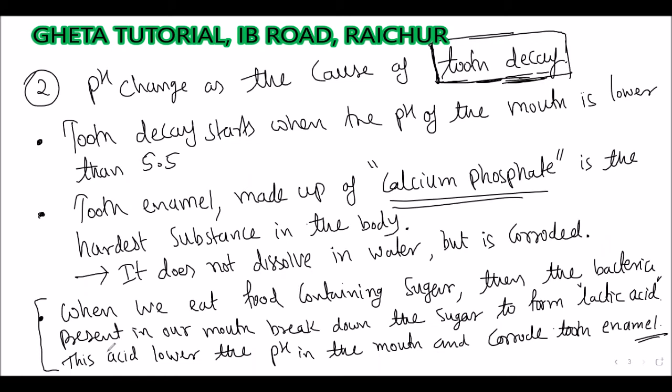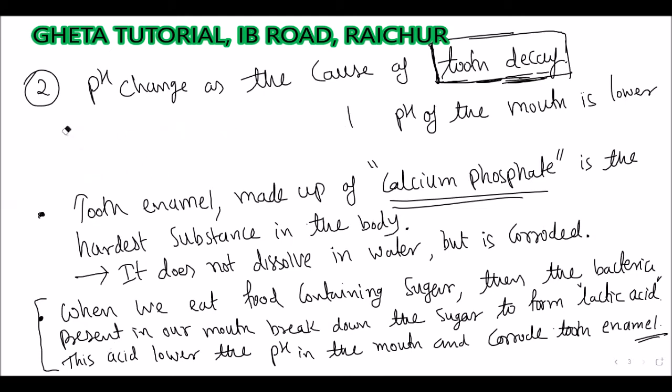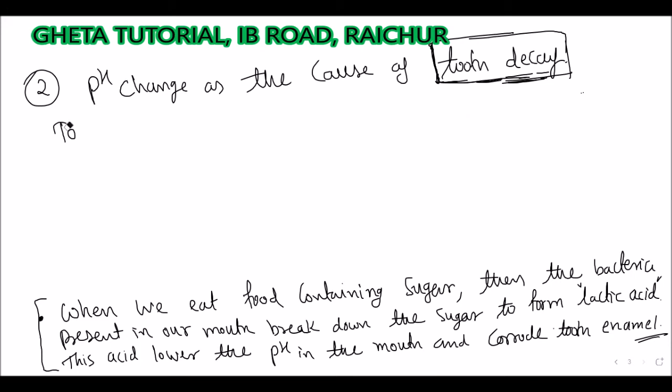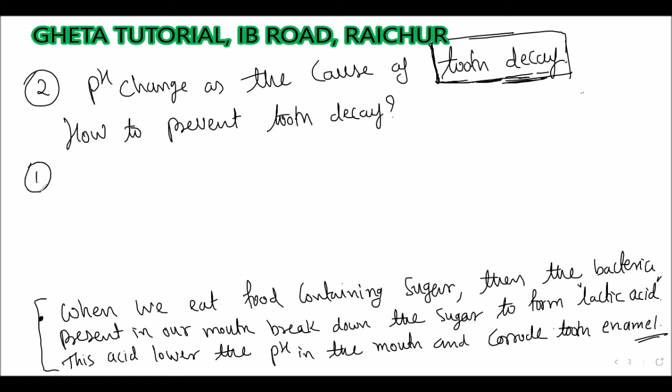Now the next question they will ask is what is the prevention? To prevent tooth decay, what do we have to do? If not brushing, we should clean our mouth. How to prevent tooth decay? We should reduce eating of sweets. That is correct. Good. Those are 3 points you have to write.